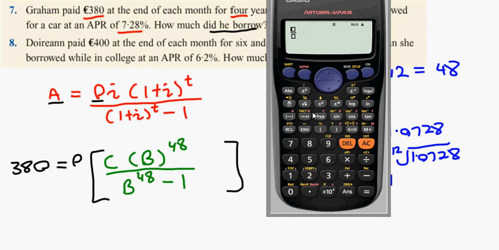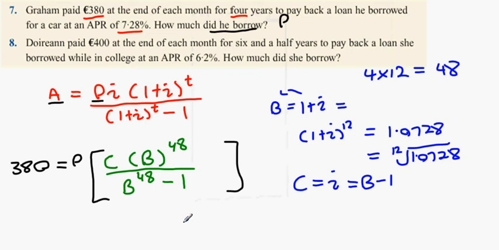So we put this into the calculator. What we're going to get is alpha C, then B to the power of 48 all over B to the power of 48 minus 1, and it's going to be 0.0239. Okay, so P times 0.0239. I'm going to keep the decimal places saved on the calculator as well.